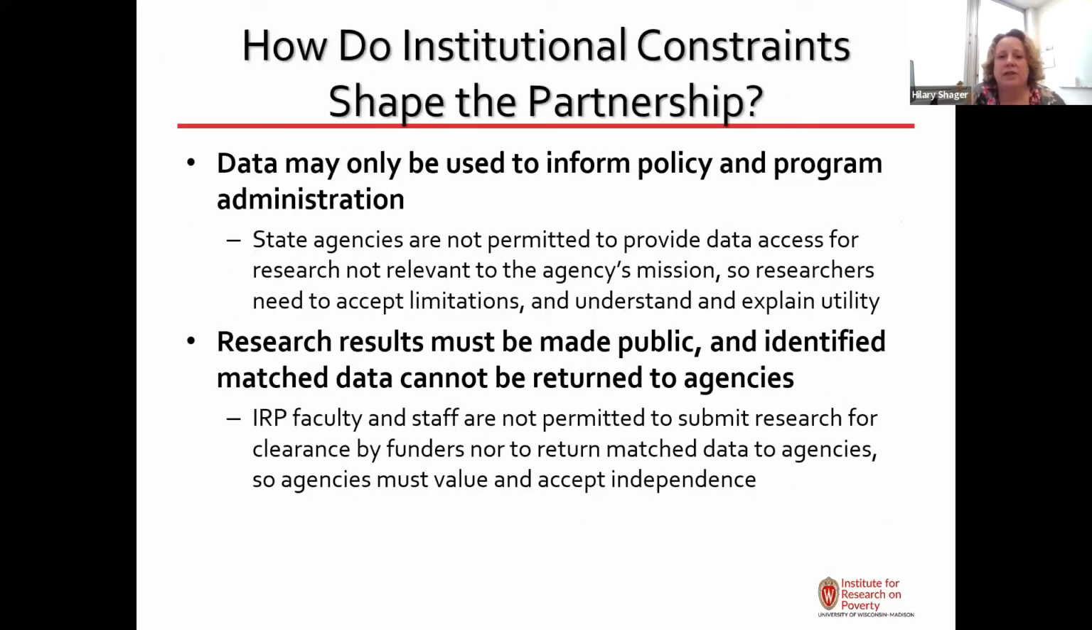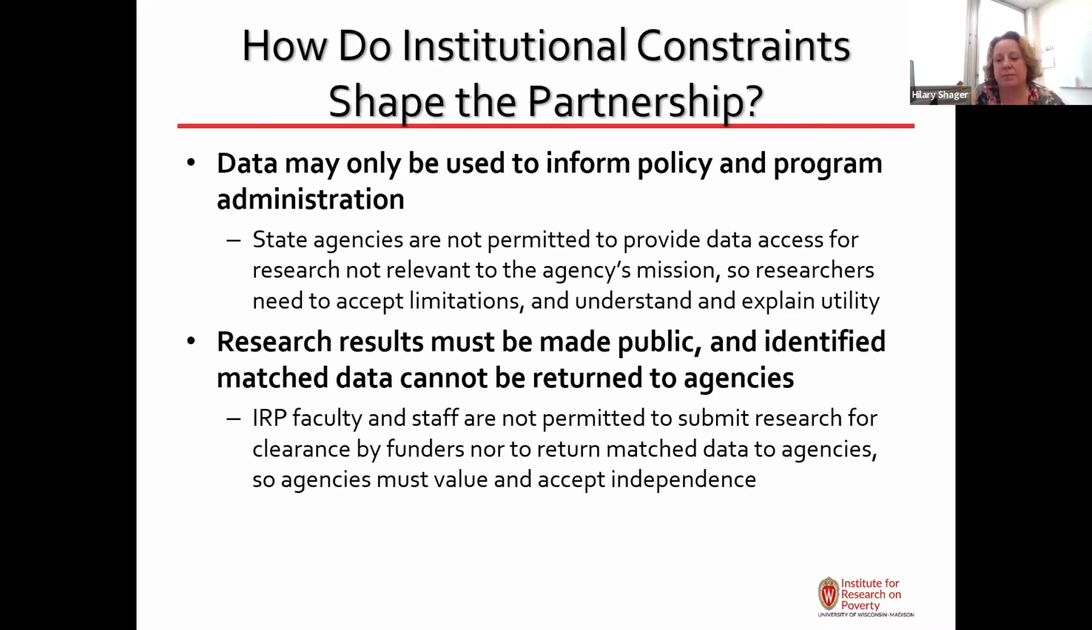Now, there are certainly some institutional constraints that help shape this partnership. So first of all, data can only be used if it's going to be useful for the program. So it has to have some meaning to the agencies who are sharing and providing data, and to participants in the program and those kinds of outcomes. So we have to make sure that researchers understand that and are able to describe the utility of their projects to programs. Also, research results have to be made public.